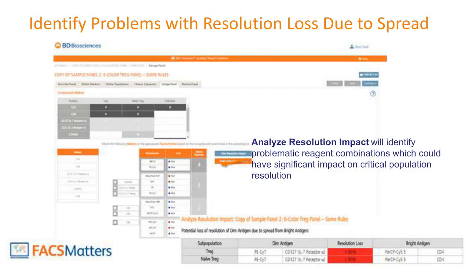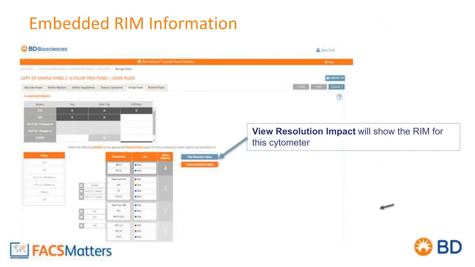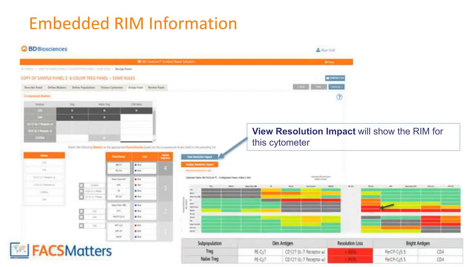Once you've got this information, you now need to think about redesigning your assay. But again, the help is there because you can now view the resolution impact and it will show you exactly what the resolution impact is for that instrument with those fluorochromes. And you can see we're at the red right now, and then you can choose, as we did before, to change your colors around.